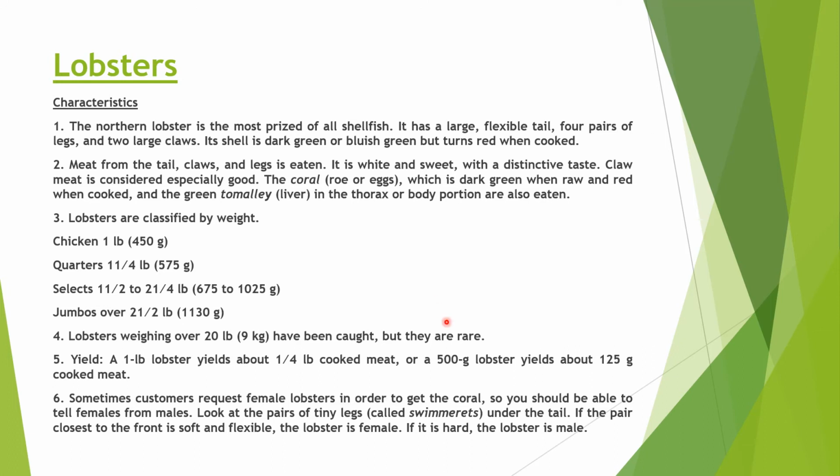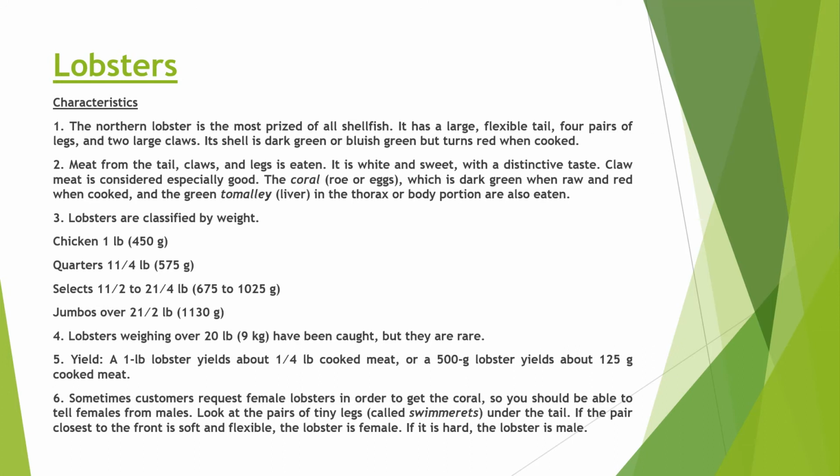Alright, this is the same thing. 500 grams is equal to 1 pound. So from 1 pound of lobster, you can get 1/4 pound of cooked meat, which is 4 ounces. Or if you are talking about metric measurement, 500 grams of lobster yields about 125 grams of cooked meat. So sometimes customers request the female lobster in order to get the coral, so they should be able to tell what the difference is between the female and the male.